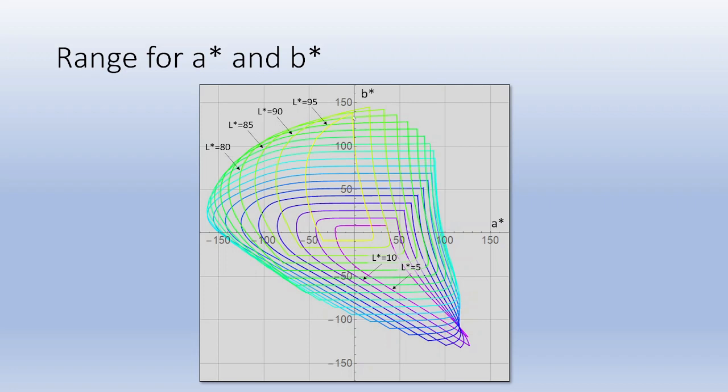We can get, though, if we have a very bright color, a B star that's well over 100. We can't get much in the blue direction, though. Yellow is inherently a lighter color.